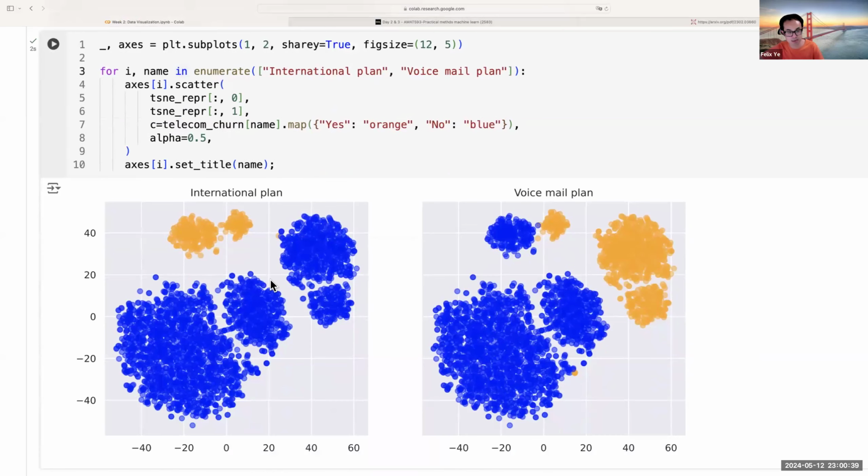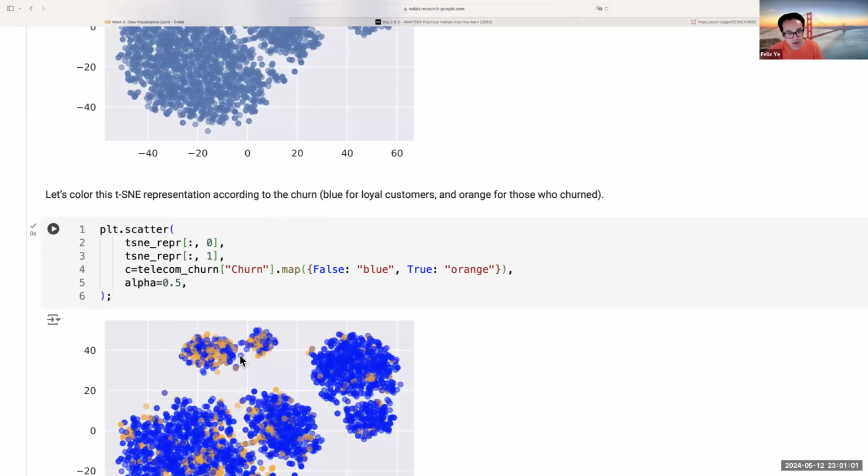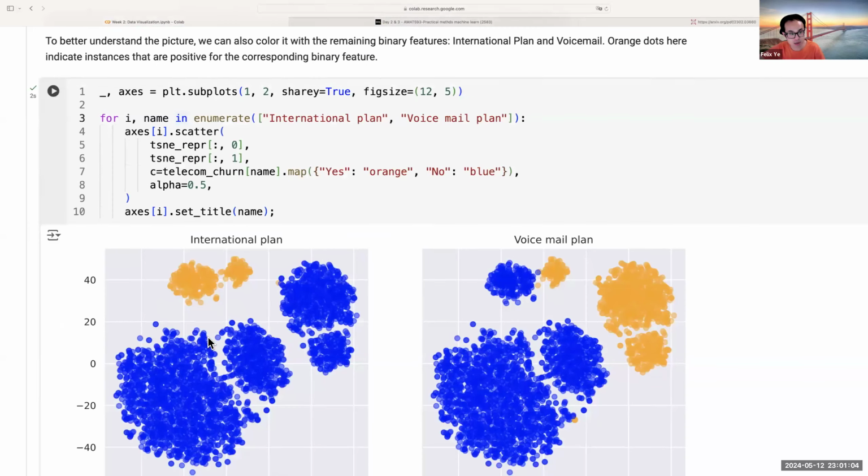For the international plans, this is extremely interesting. That indicates right here is where the international plan is true, and everything else is false. For the voicemail, it is voicemail true and everything else false. So this block has a higher churning rate, and it represents the blobs or clusters where the international plan is activated. For those 3 blobs right here, this corresponds to the voicemail plan being activated.